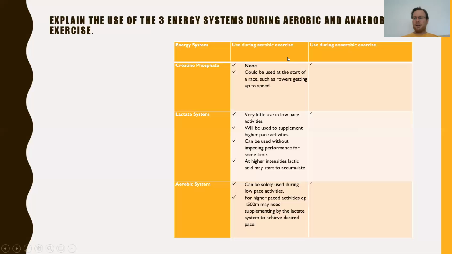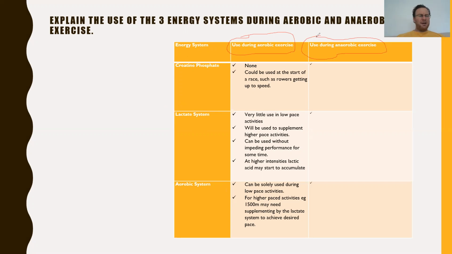So the last task I'm going to leave you with is on page 31 of your workbooks. I'm just going to talk you through what's required. You've got Table 7.2, and on the left-hand side it lists the energy systems: creatine phosphate, lactate system, aerobic system. For each of those systems, you're asked to describe their use during aerobic exercise and during anaerobic exercise.